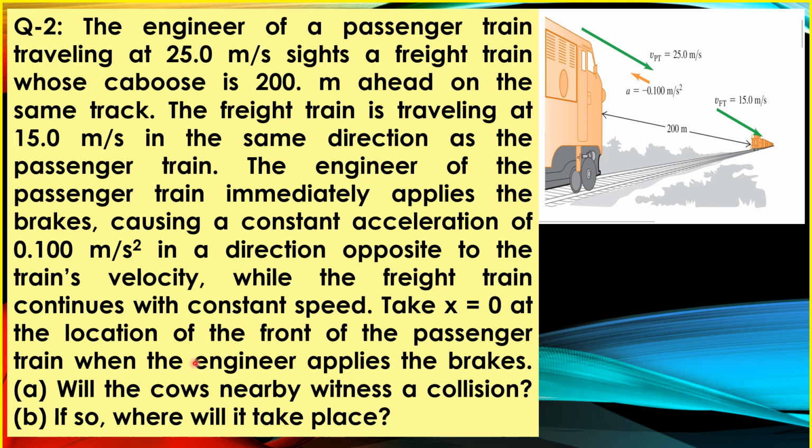Question letter A is asking, will the cows nearby witness a collision? And question letter B, if there is a collision that will happen, where will it take place? So the reason why we emphasize that x equals 0 will be our reference is so that we can answer question letter B perfectly well. And you will have the detailed solution for this problem in just a short while.